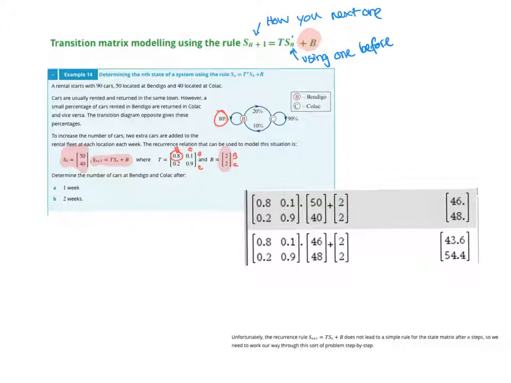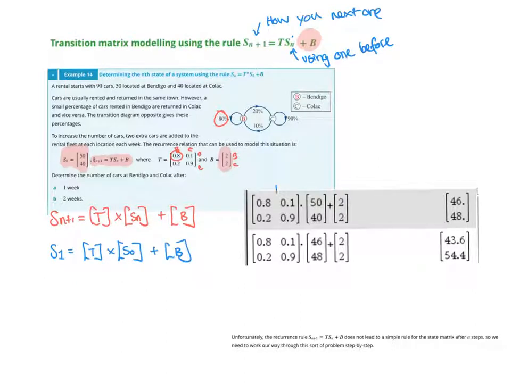So what the rule says there is, you can see how we get the next one. This is the rule. We're going to do the transition matrix times the one before, and then we'll add matrix B. Okay? Now, be careful. You've got to do it in order. So can you see over here, it says determine week 1, so I'd want week 1. So I'm going to do the transition times the one before plus B. Now can you see I've done that here? The transition times S0 plus B, and then I've got the answer. So this is the answer for week 1.